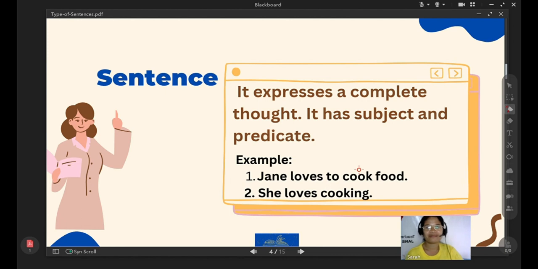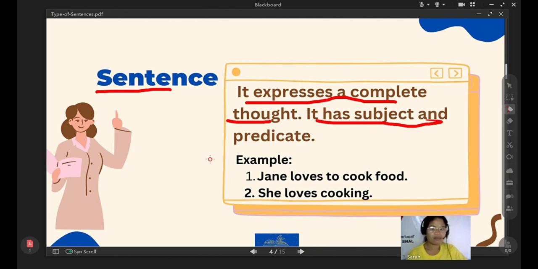So here, what is a sentence? A sentence expresses a complete thought. It has a subject and a predicate. So now, an example here. Jane loves to cook food. She loves cooking. So now here, which is our subject for number one?